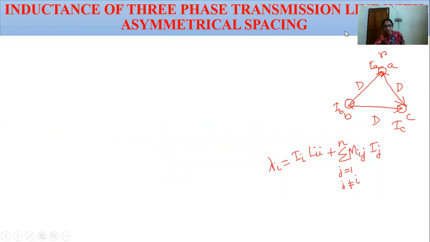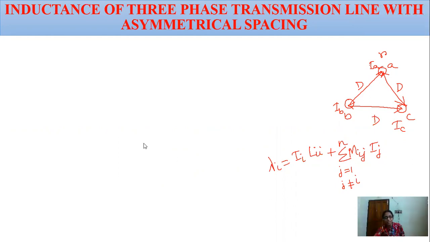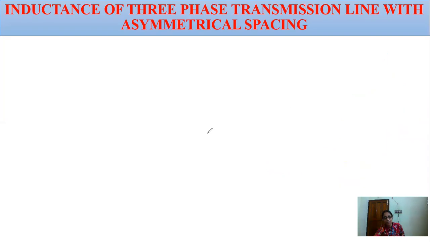But in actual practice, it's not happening. That means the conductors are not situated exactly at the corners of an equilateral triangle. Suppose there are three conductors, just like that: conductors A, B, C, carrying currents IA, IB, IC respectively in three phases.